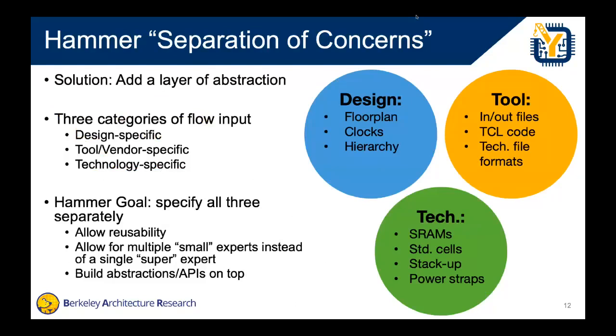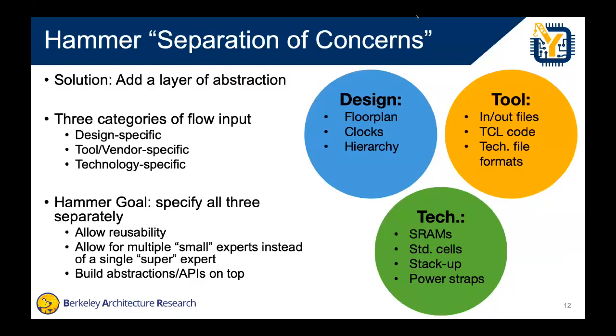So as always, the solution in computer science is to add another layer of abstraction. So we basically come up with 3 categories of flow inputs based on the 3 concerns we have. So you have design-specific stuff, which, as I was mentioning, is things like your floor plan, the name of your clocks, the speed of them, the hierarchy of your design. Then you have your tool/vendor-specific settings. What tool do I want to use? How do I generate Tcl for that? What file formats does it expect? And then there's technology-specific flow input, which is, where are my actual libs and lefts, or where are my standard cells, what's the metal stack-up of my technology, things like that.